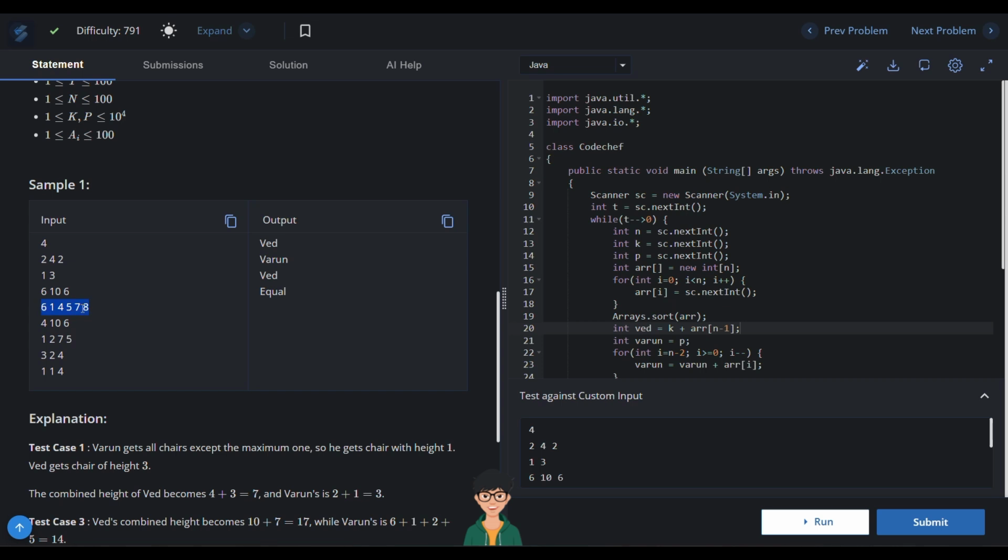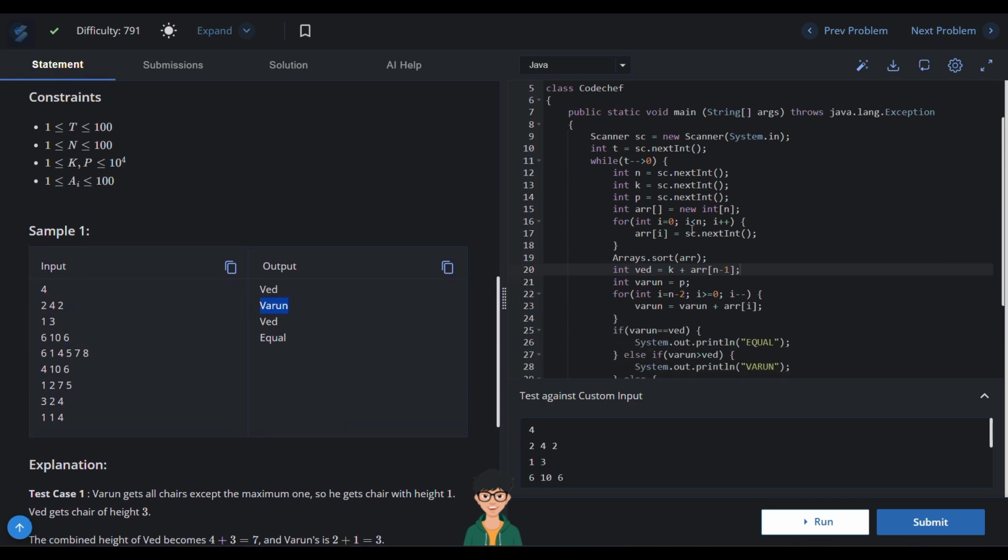So Ved's total height will be 10 plus 8, which is 18. And what will be the Varun side? It will be 6 plus 6 plus 1 plus 4 plus 5 plus 10, which will be greater than 18. Therefore we will print Varun here. So yeah, we got the answer for the second test case: Varun.